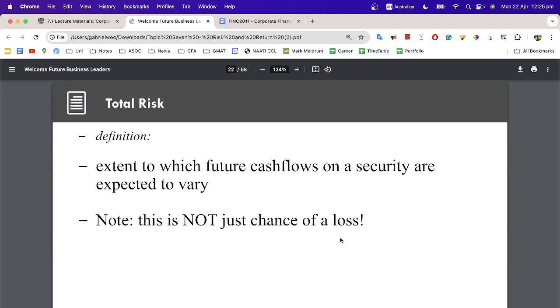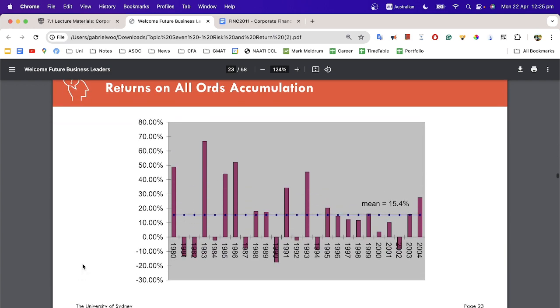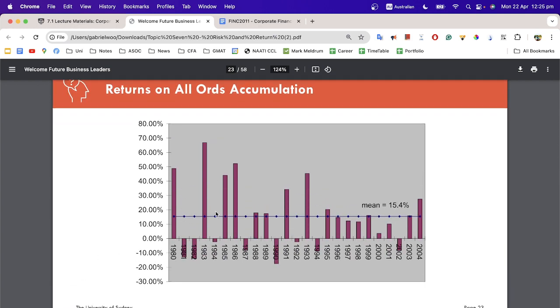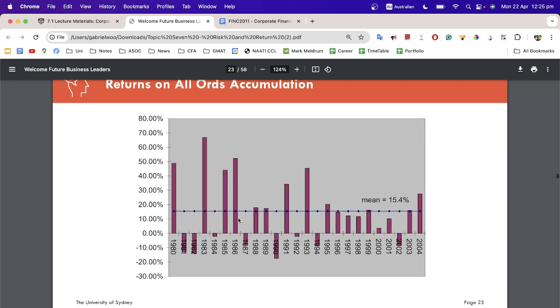Total risk encompasses the volatility and unexpectedness of investments. It is the extent to which future cash flows on a security are expected to vary. Even though it is about expected future cash flows or future volatility, it is actually a long-term measure. Year on year it would fluctuate by quite a bit, as you can see here on the All Ordinaries Accumulation, which fluctuates by quite a lot year to year. However, over the long term, the mean of 15.4% could be expected to hold true.